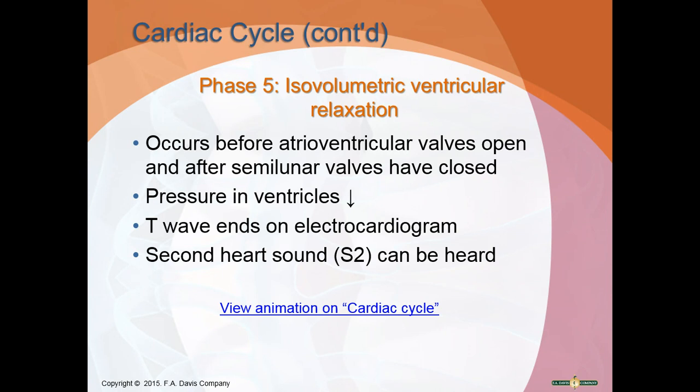The right and left ventricles receive about 70% of their blood passively. It simply flows from the right and left atria after the mitral and tricuspid valves open. Late in the filling process, both atria contract, the atrial kick, to supply the ventricles with the remaining 30% of the blood. The ventricles must actively pump all their blood to the arteries. So the pressure in the ventricles decreases. The T wave ends on the electrocardiogram, and the second heart sound, S2, can be heard.